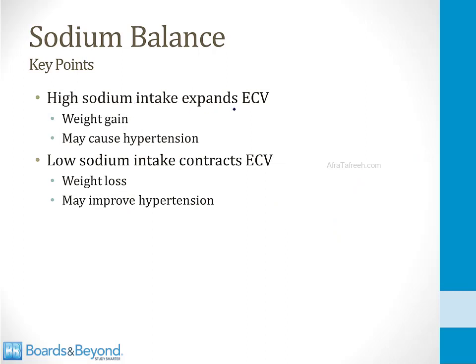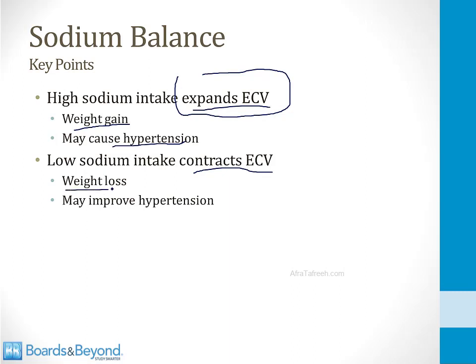High sodium intake expands the effective circulating volume. Clinically, you can see this as weight gain, and in some patients, this can cause hypertension. A high sodium intake is one of the potential causes of hypertension, and that's because sodium expands the ECV. On the contrary, low sodium intake contracts the ECV, so if you start eating a low sodium diet, you will see your weight go down over the next few days, and eating a low sodium diet is also one of the ways to improve blood pressure in patients with hypertension.